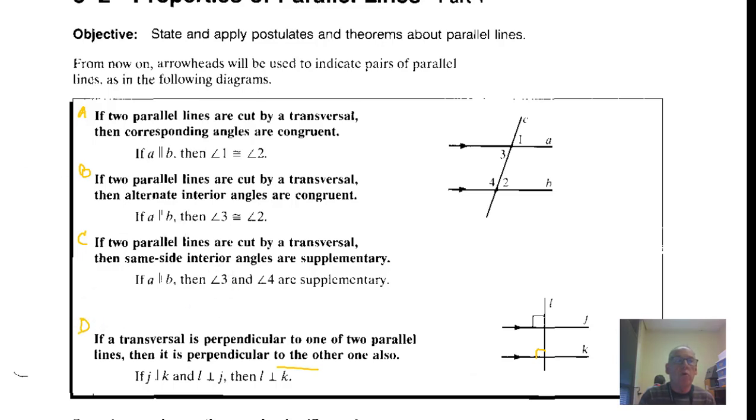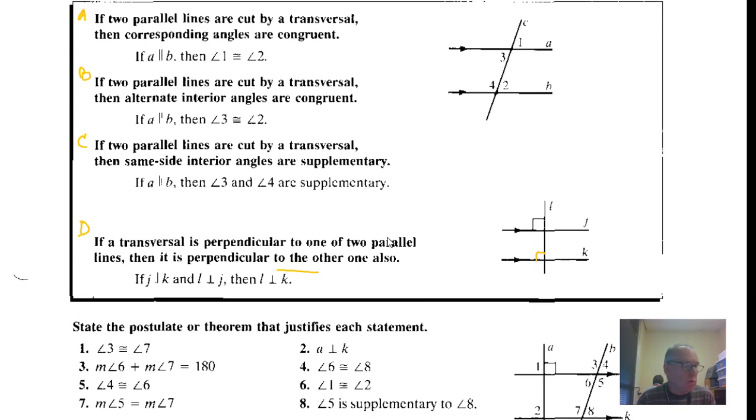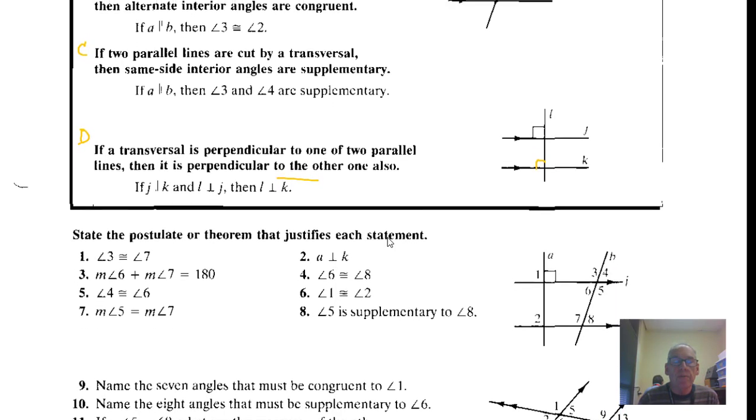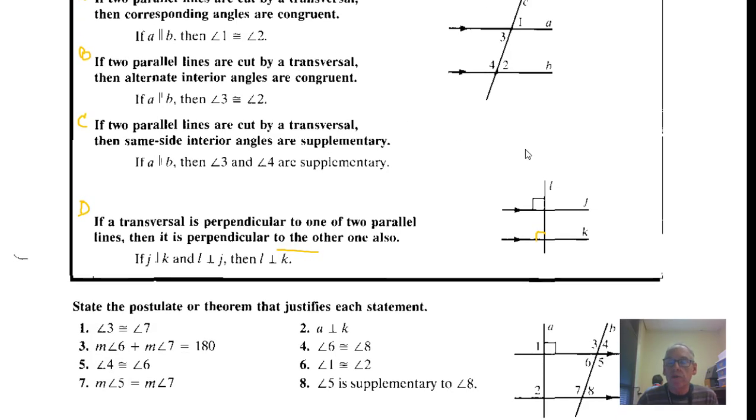So in the exercises below, we want to identify the postulate or theorem that's at work that lets us say that those angles are congruent to each other. So 3 congruent to 7. If we look at 3 and 7, notice that lines J and K are marked as being parallel to each other, and 3 and 7 are corresponding angles. A is the corresponding angles one. So A is the postulate that goes with number 1.